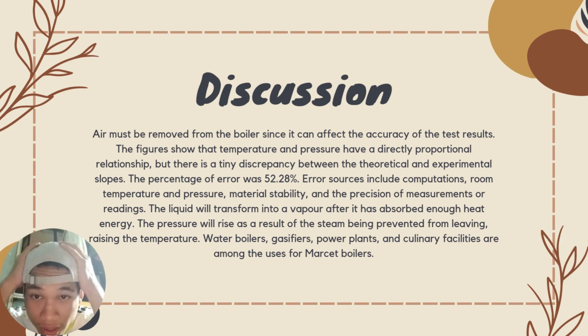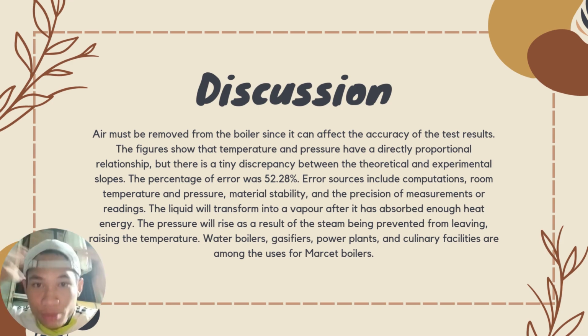For the discussion, air must be removed from the boiler since it can affect the accuracy of the test results. The figures show that temperature and pressure have a directly proportional relationship, but there is a tiny discrepancy between the theoretical and experimental slopes. The percentage of error was 52.28%. Error sources include computations, room temperature and pressure, material stability, and the precision of measurements or readings.